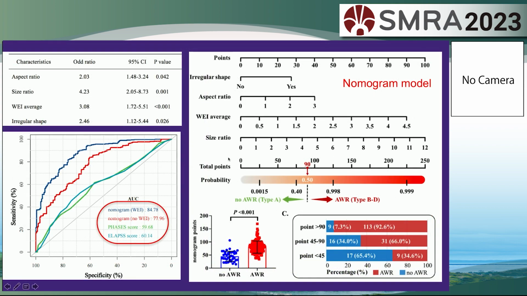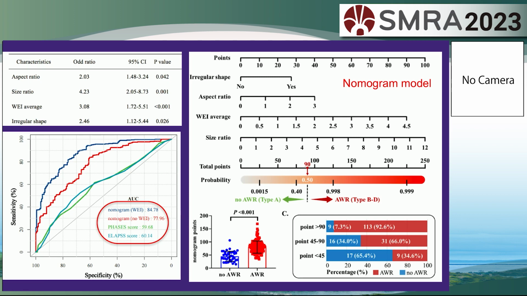And then we use LASSO to select these four important features: aspect ratio, size ratio, wall enhancement index, and irregular shape. Then we build a nomogram model which gives each feature a score, and we choose the best cutoff, a score of 90. If it is higher than this, it's a high-risk histology type, and if it's lower, it's a low-risk histology type.